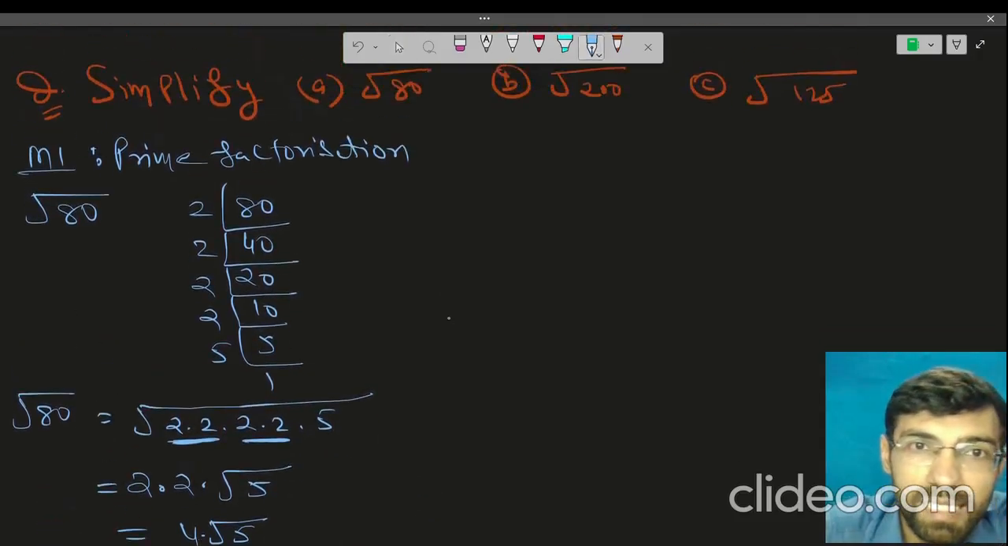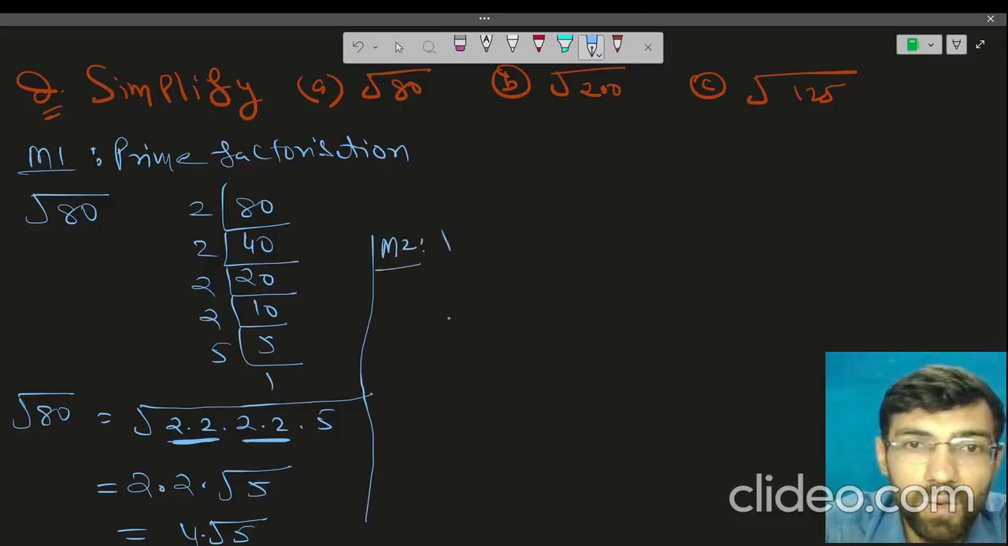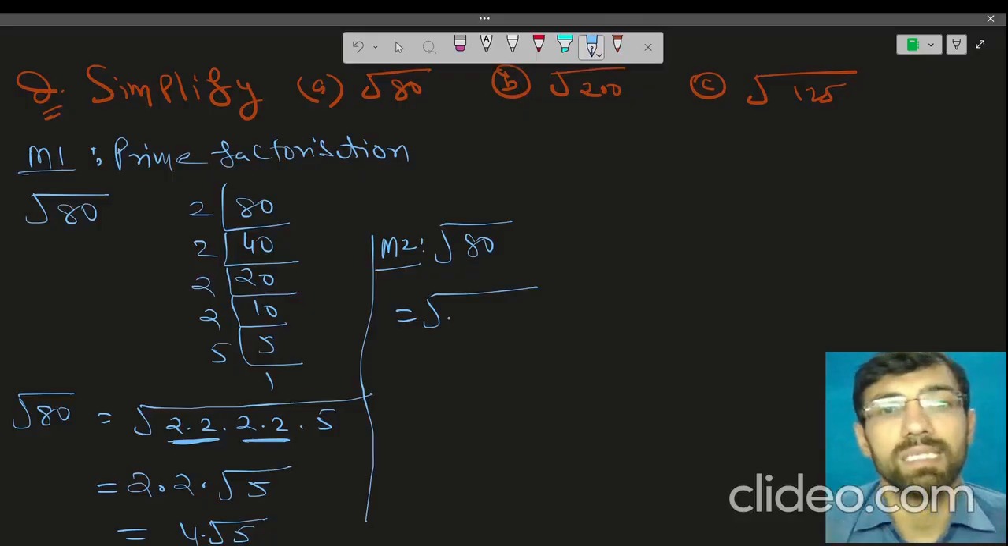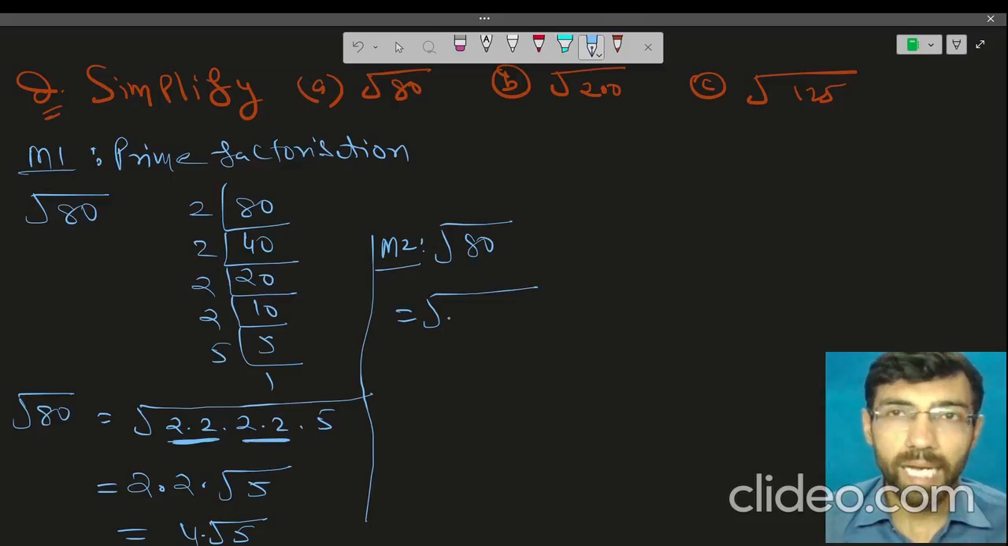So method 2, let us see. Method 2 is all about breaking root 80. In method 2, we try to break this number, factorizing it into 2 numbers or 3 numbers, so that any one number is a perfect square.